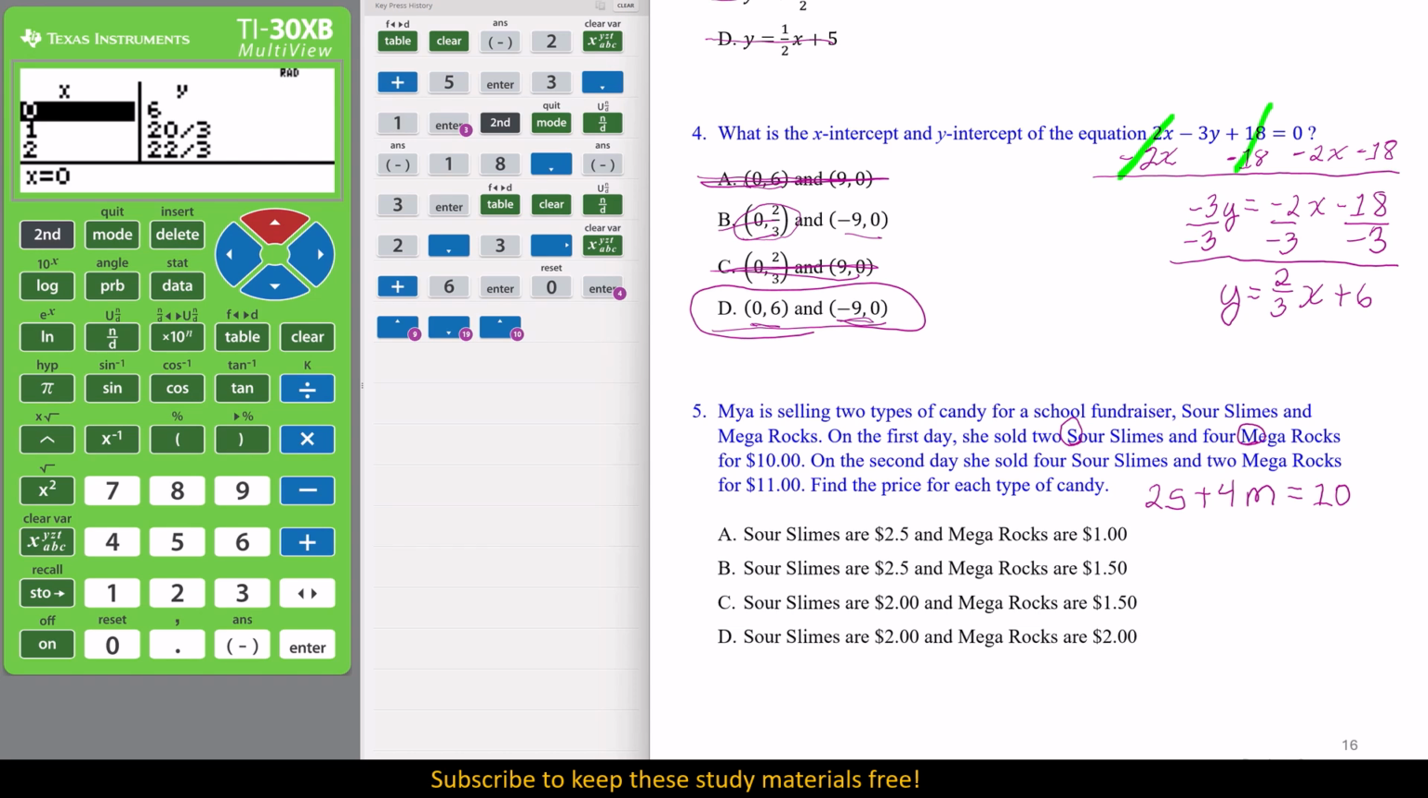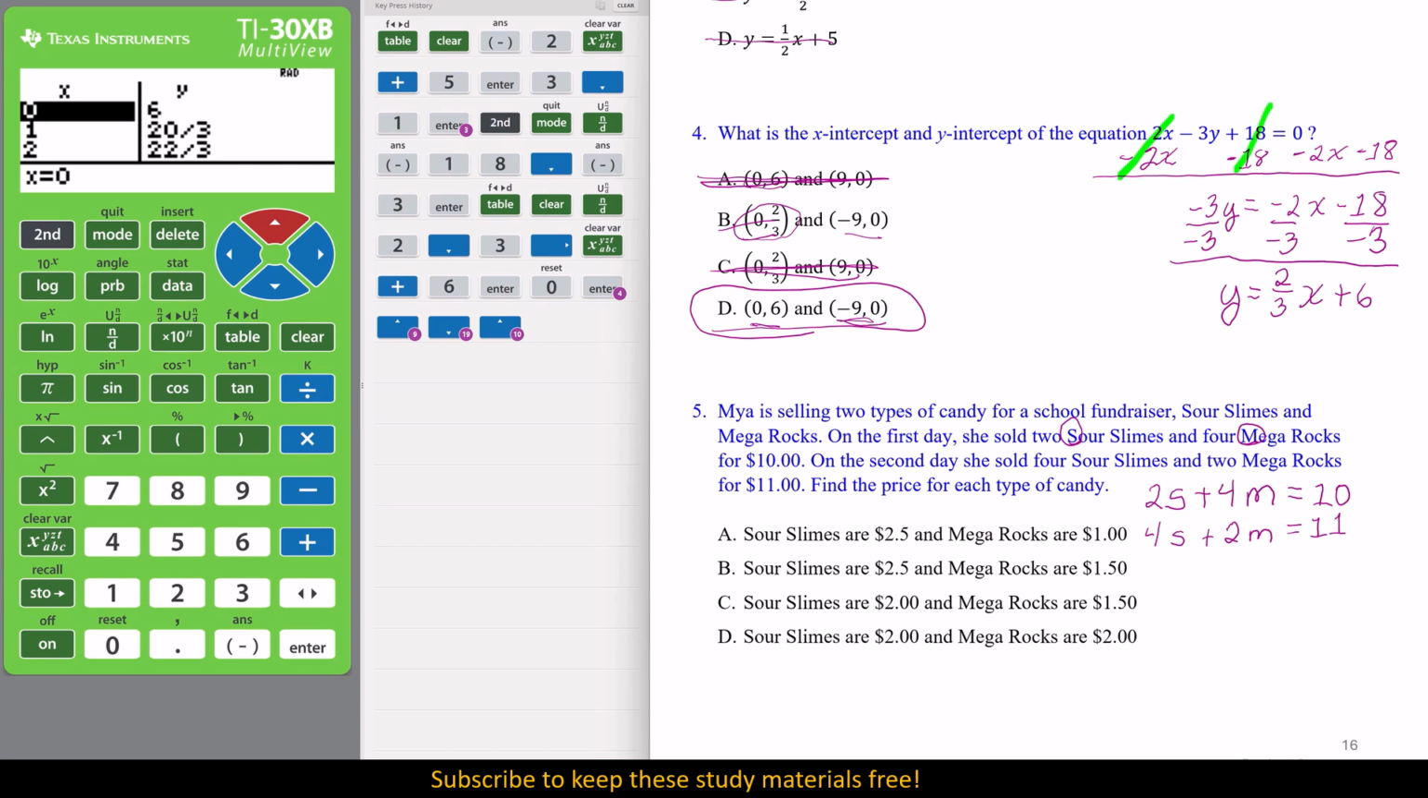Let's keep reading. On the second day, she sold 4 silly slimes and 2 mega rocks for $11. Okay. Now, the question is find the price of each type of candy. Okay. Couple of ways that we could deal with this. We could use elimination, but if we use elimination, I see a lot of work in our future.